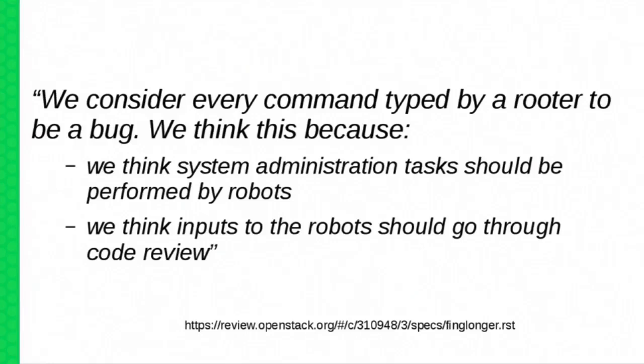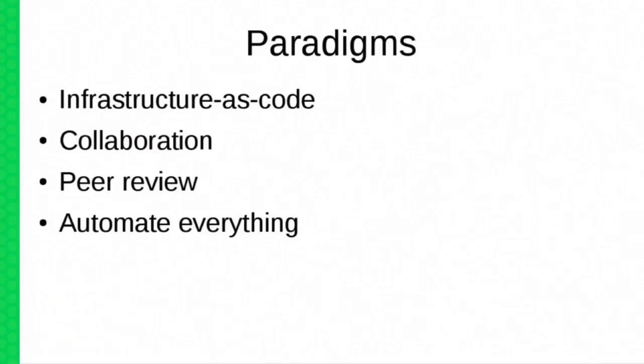And the paradigm here of a team, as I said before, is that people can go at any time. Everything needs to be reviewed, and they want to automate it. They don't want to type a command. So the interesting thing is that system administration tasks should be performed by robots, and the inputs to it should go to code review. Infrastructure as code is here a very important paradigm, but also collaboration on the infrastructure, peer review, and automation of everything, up to a limit. But the goal here is to automate as much as possible.